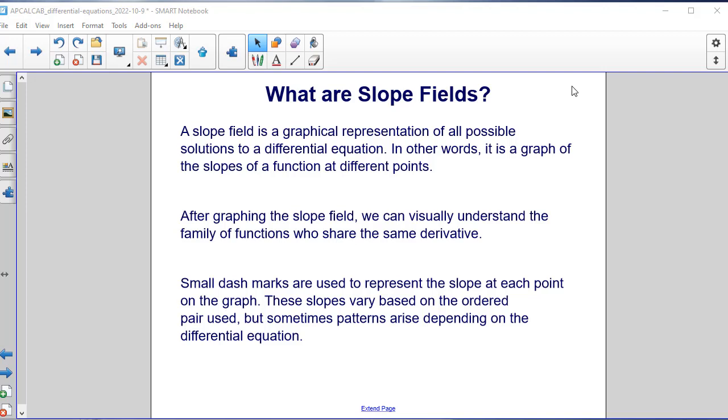What are slope fields? A slope field is a graphical representation of all possible solutions to a differential equation. In other words, it is a graph of the slopes of a function at different points. After graphing the slope field, we can visually understand the family of functions who share the same derivative. Small dash marks are used to represent the slope at each point on the graph. These slopes vary based on the ordered pair used, but sometimes patterns arise depending on the differential equation.